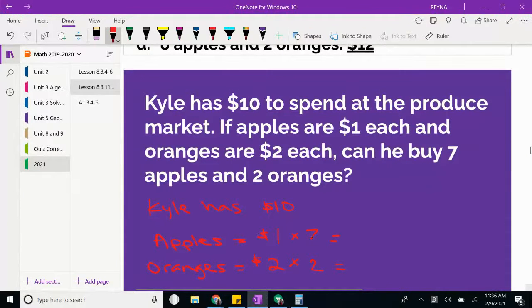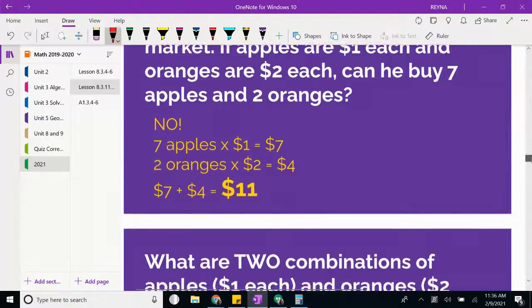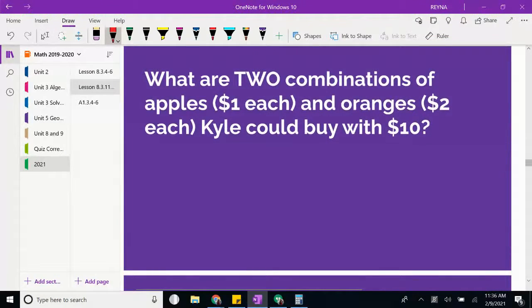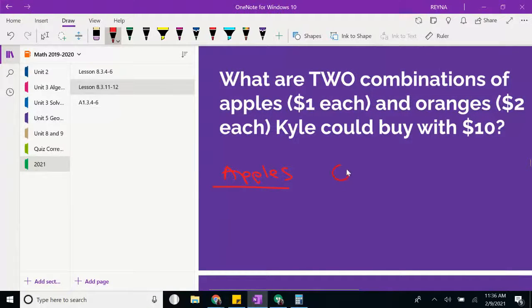Let's check. So 7 apples would be $7, and 2 oranges would be $4. 7 plus 4, 7, 8, 9, 10, 11 is $11, and he only has $10. So no, he would not be able to. He would be a dollar short. So now that we know he cannot do that, what is a combination of apples and oranges that he could buy? So give me one combination of apples and oranges. How many apples and how many oranges?